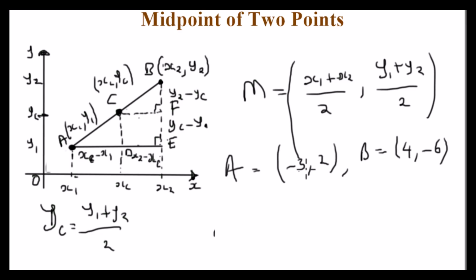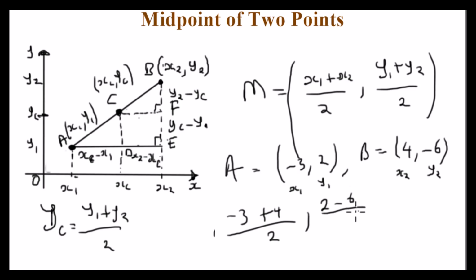So for the midpoint, what will be my x midpoint? What do I simply need to do? Label the coordinates. So let's say this is my x1 and this is my y1. This will be my x2 and this will be my y2. So from the formula, we add the x values together divided by 2. So I can say minus 3 plus 4 divided by 2, then comma. Then for the y-axis also do the same thing. 2 plus minus 6, so it becomes 2 minus 6 divided by 2.